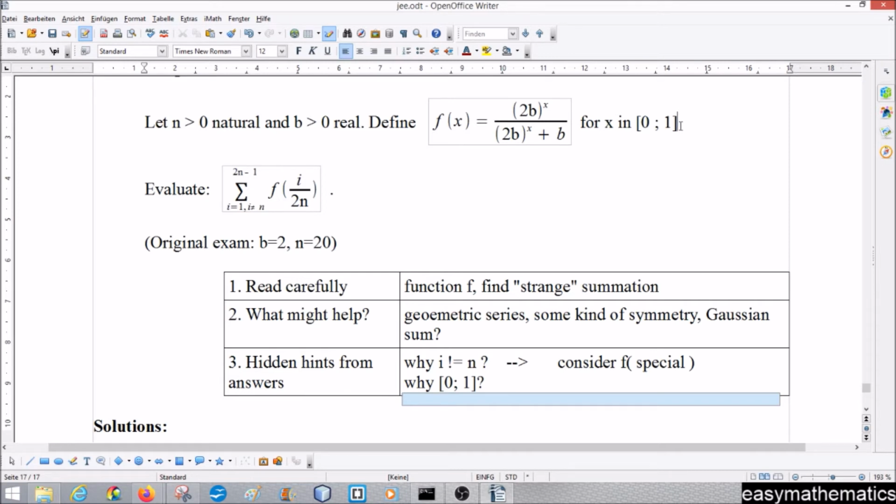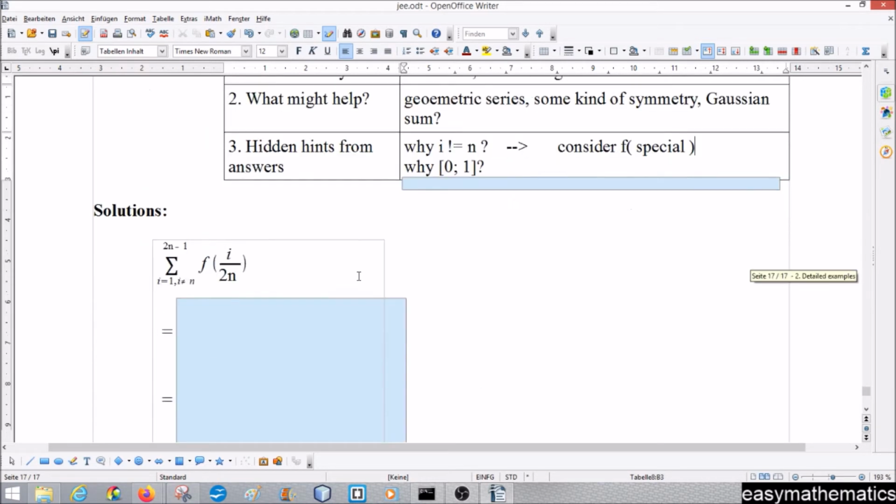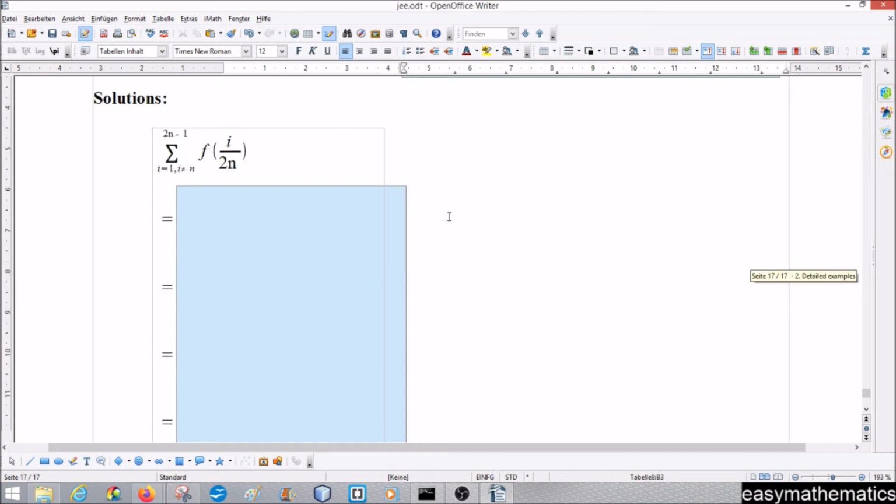These two points lead us to consider f of a special value, and we will see. We will find the special value. So first we play around with this sum.